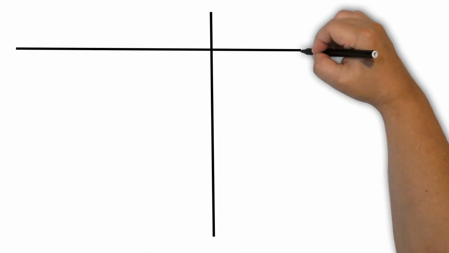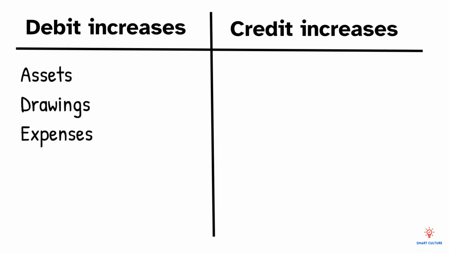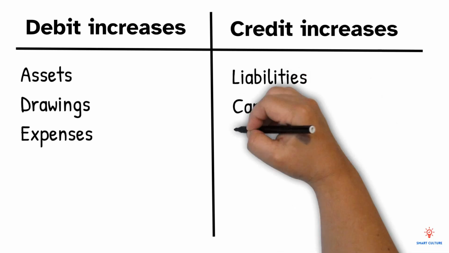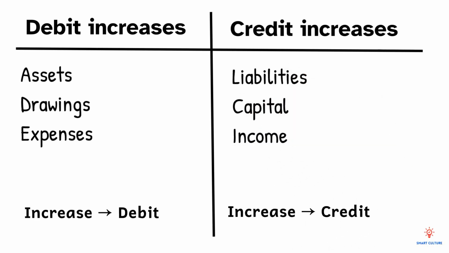Now, here's the golden rule. If you are dealing with assets, drawings, or expenses, you use the debit side to show an increase. But if you are working with liabilities, capital, or income, you use the credit side to show an increase.